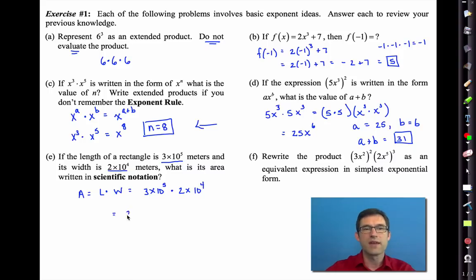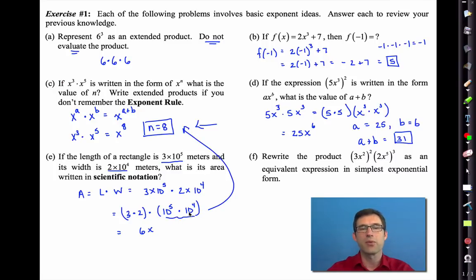But again, we can use that associative property of multiplication to actually multiply the 3 and the 2, and then the 10 to the 5th times 10 to the 4th. 3 times 2 is obviously 6. I'm going to use the times symbol there. Here we can use that exponent property again. It doesn't matter if the base is a number like 10 or a variable like x, but 5 plus 4 is 9, so we'll have 6 times 10 to the 9th, and that'll be square meters. Don't forget your units.